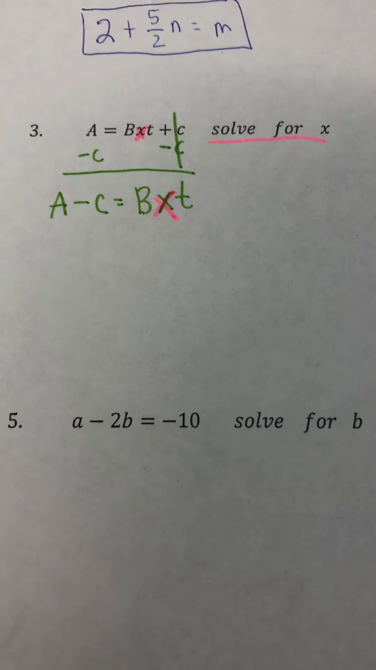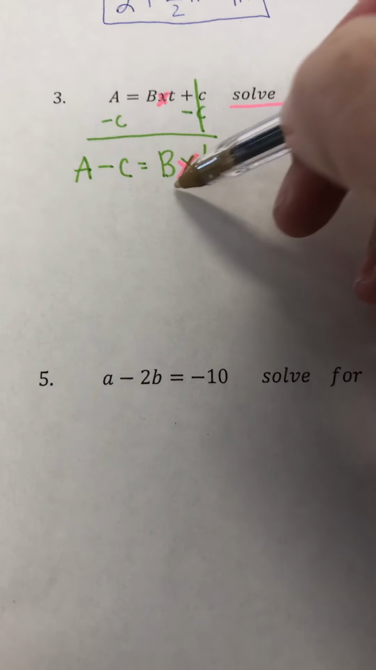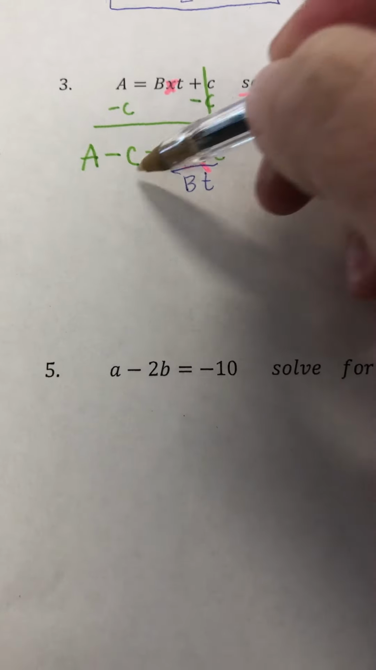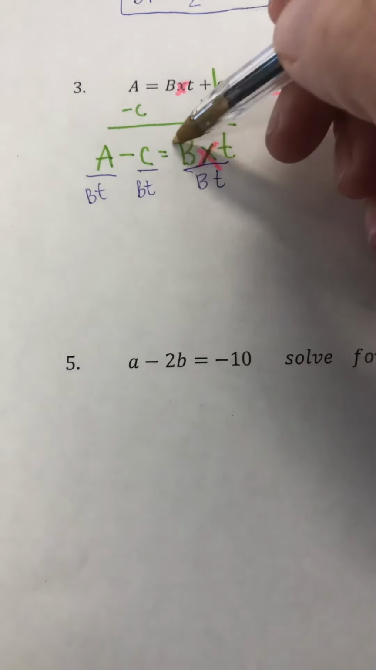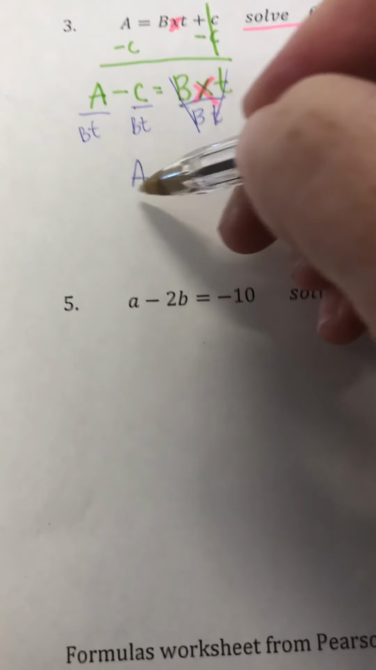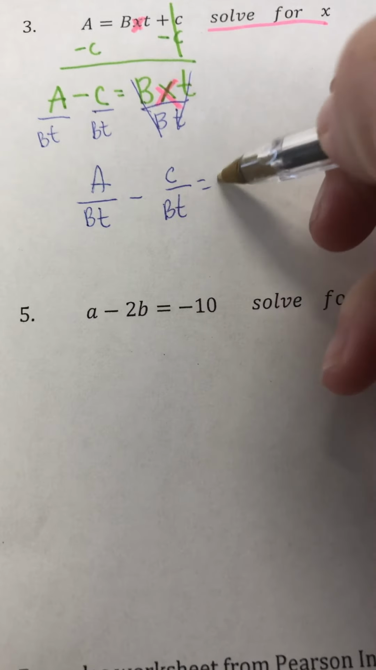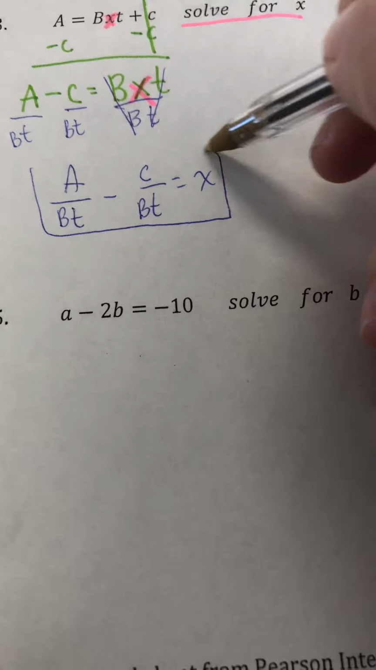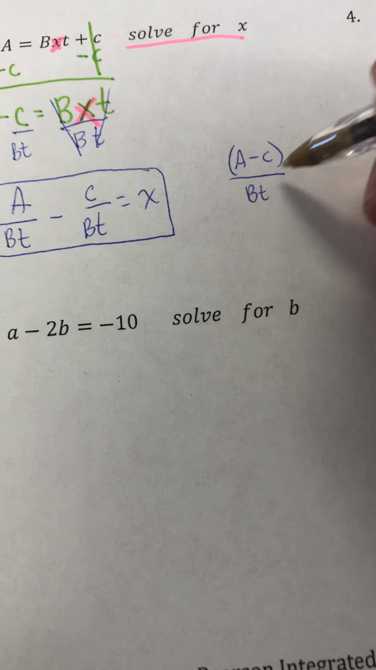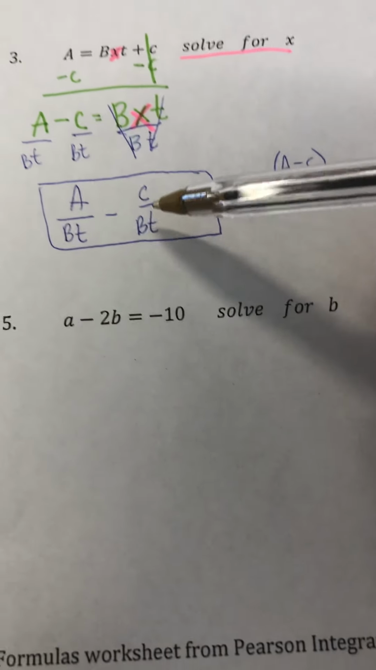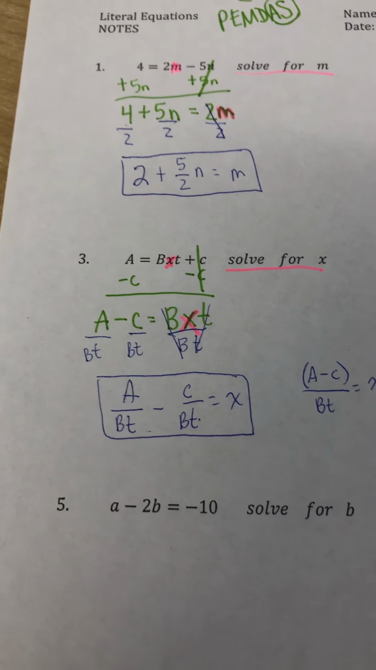You could do it one at a time, but it's much easier if right here you see that b and t are multiplied to the x. I'm going to divide both sides by bt. So a over bt minus c over bt equals x. You could have also said a minus c over bt, but in my class I really like you to do both of them because a lot of times we can simplify like we did on number 3.